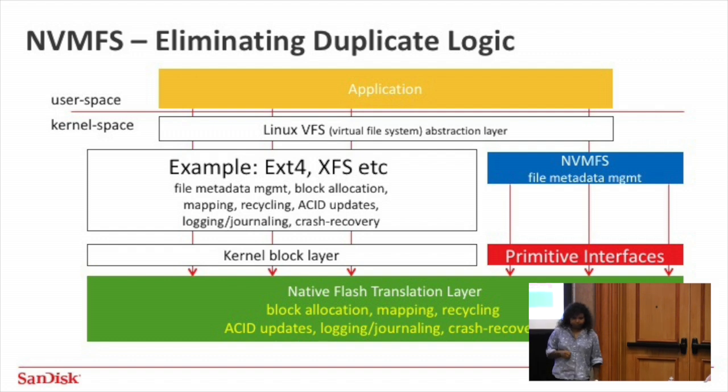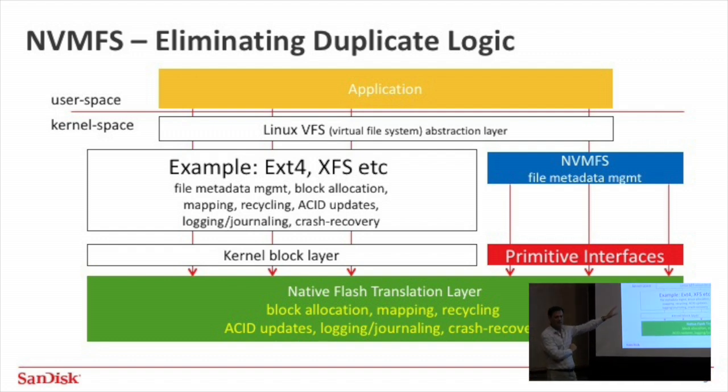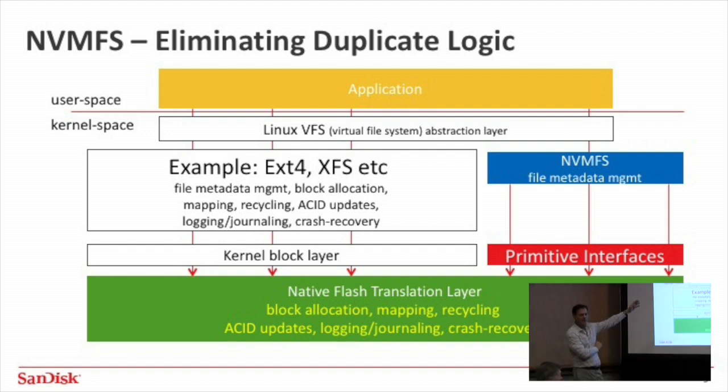Well, the important thing to highlight here is in a standard file system, this is true for Linux and non-Linux, there's a whole set of functionality that's happening at the file system level that's done again within the flash translation layer. And that duplication of logic creates its own bottleneck in that I/O path. So part of what we did in NVM FS is strip out those things that don't need to be done because they're going to be done in the underlying layer.